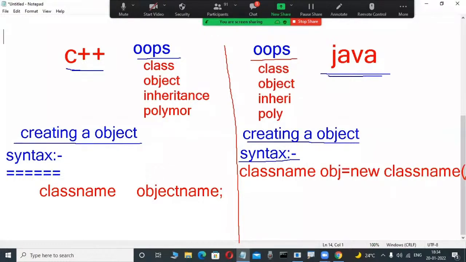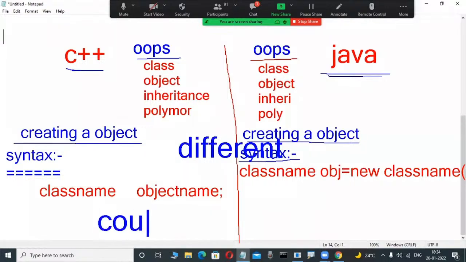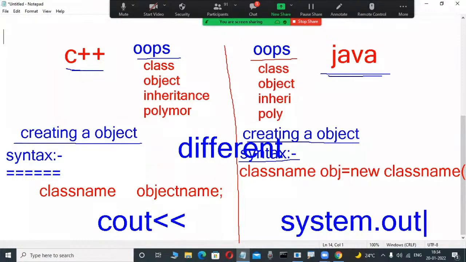Observe here. Are these two languages syntactically different or the same? Different. Syntactically different, but conceptually the OOP concepts are the same. And the functions are also totally different. Suppose in C++ I want to display output, cout is a function, streaming output only. And in Java, what is the function? System.out.println. That's why they are syntactically different.